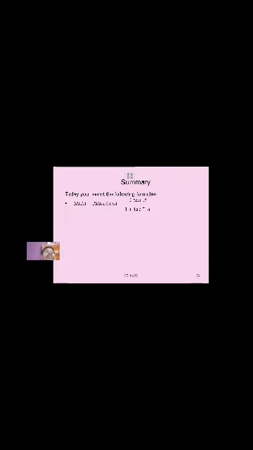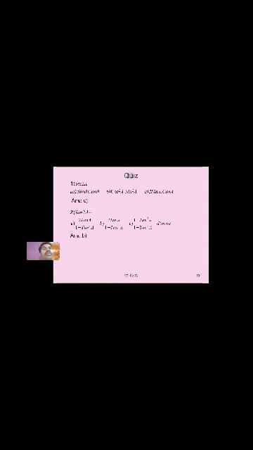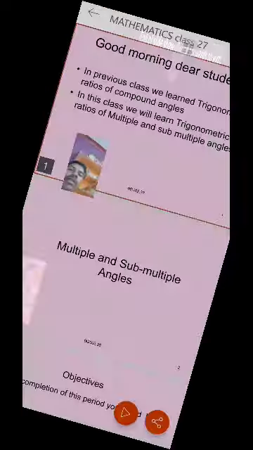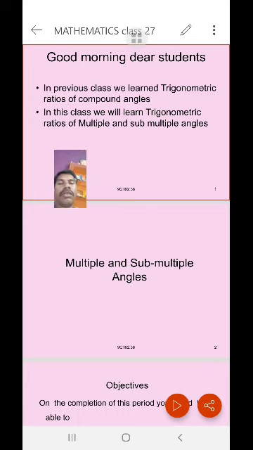So today you learnt the following formulas: sin 2A, cos 2A, and tan 2A, and cot 2A. And also how to find submultiple angles, that is sin 22 and a half degrees, cos, tan. And after reading or knowing the formulas, you can easily solve these quiz questions, and I am giving previous exam questions, so do them and try the exercise problems.